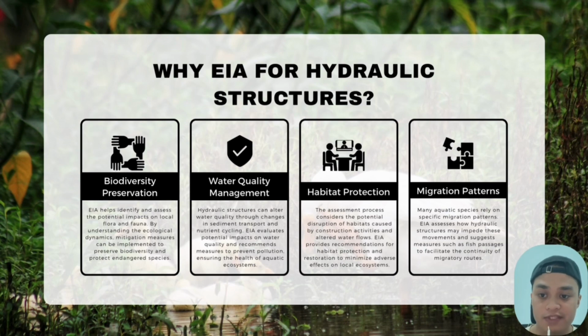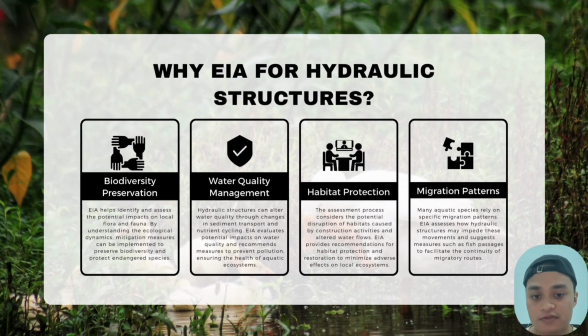The third point is habitat protection. The assessment process considers the potential disruption of habitat caused by construction activities and altered water flow. The EIA also provides recommendations for habitat protection and restoration to minimize adverse effects on the local ecosystem.